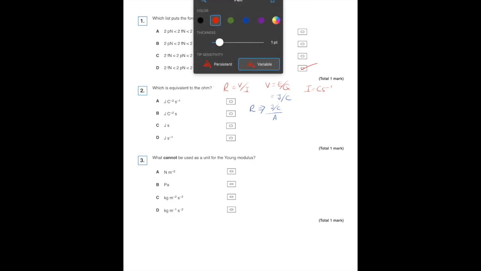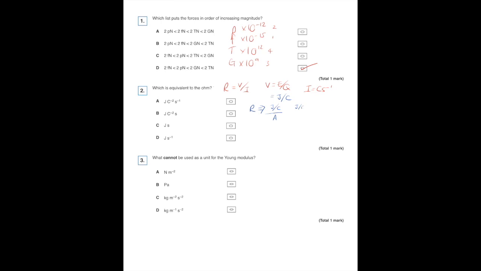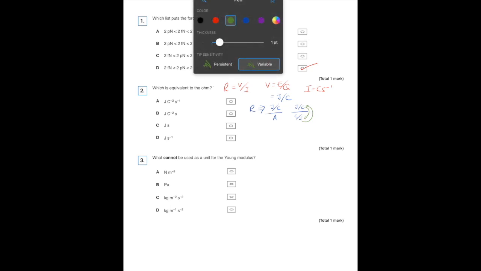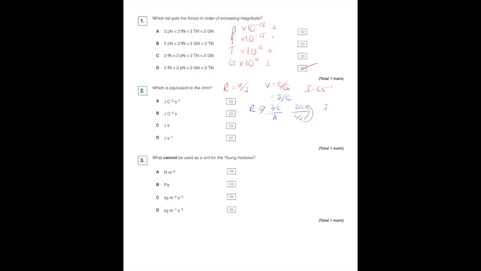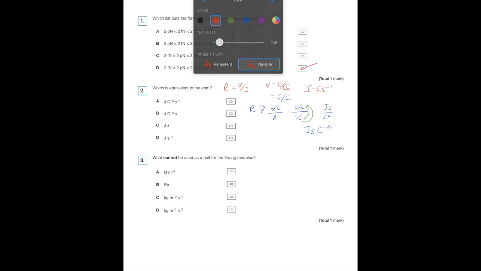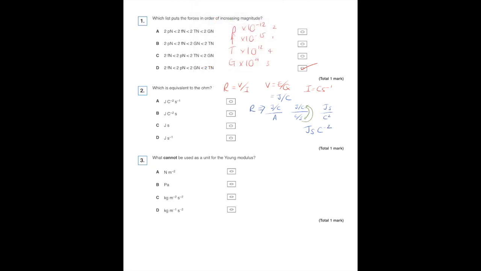So what we've now got is joules per coulomb divided by coulombs per second. We've got fractions and fractions, so when that happens, this coulomb will drop down, this seconds will drop up. When we tidy all this up, we've got joule seconds on the top and coulomb squared on the bottom. So we've got joule seconds per coulomb squared, and that means that for this question, the answer we are after is B. It is this one here.